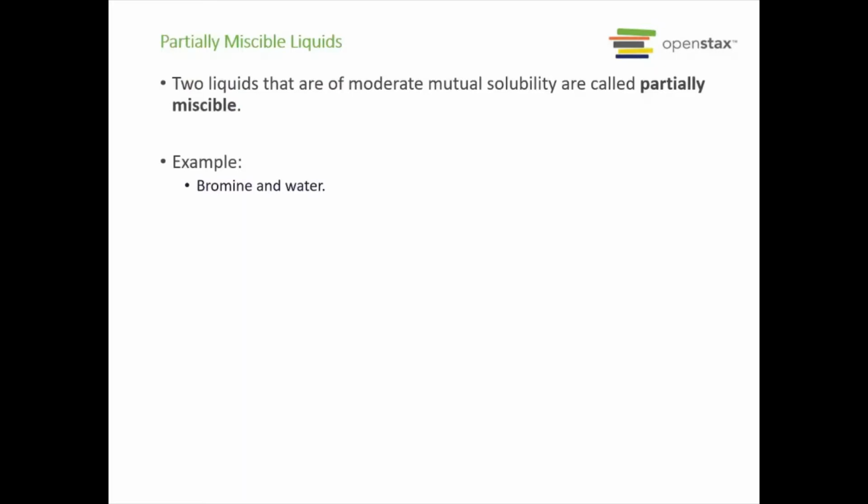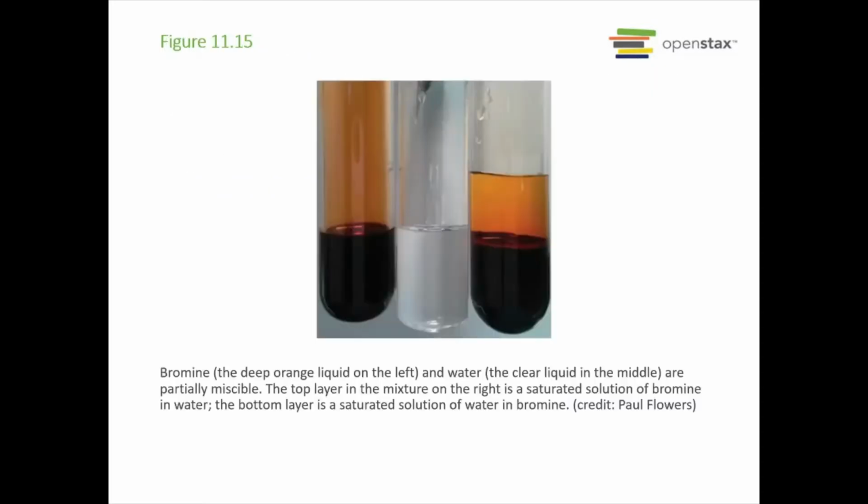You can have liquids that have some mutual solubility, a moderate amount, and we call these partially miscible. They might at first form one layer when you mix them together. It's like, okay, one layer, they're miscible, but as you add more, they end up separating. One example is bromine and water. On the left is bromine in this picture. Water is in the center.